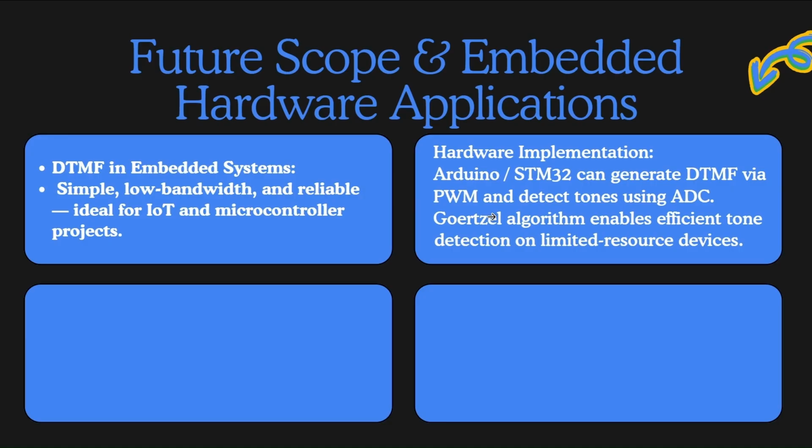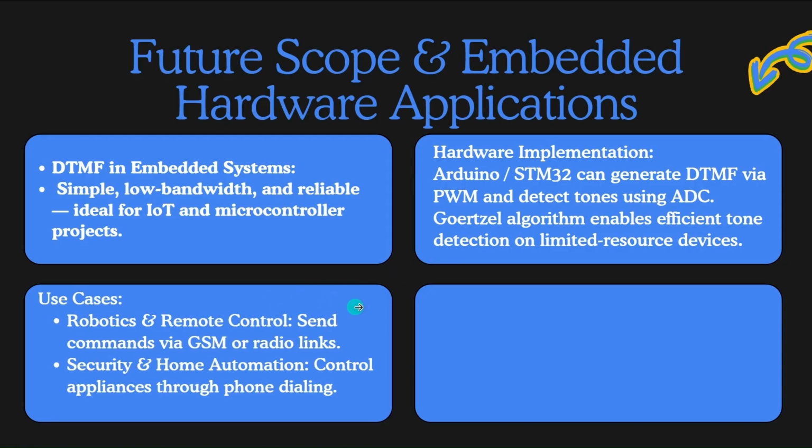For example, microcontrollers like Arduino or STM32 can easily generate DTMF tones using PWM and detect them using ADC inputs. Robotics and remote control systems sometimes use DTMF to send controlled commands over GSM modules or radio channels because DTMF works through any audio link. In security systems or home automation, DTMF can allow users to control appliances by simply dialing from a phone.